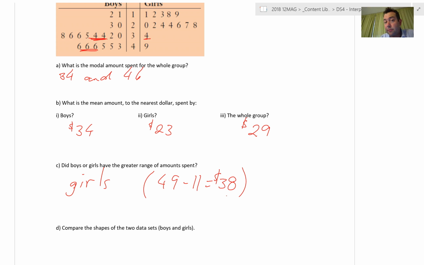Compare the shapes of the two data. Now, neither of them appear symmetrical. So we can say they're both skewed. Where do we go from there? Well, it's not always immediately apparent, but I'm going to describe the boys as negatively skewed.